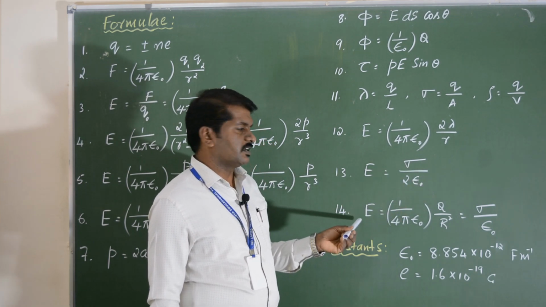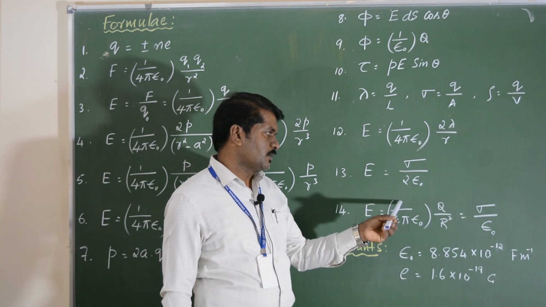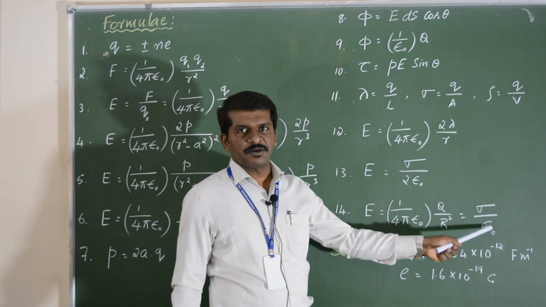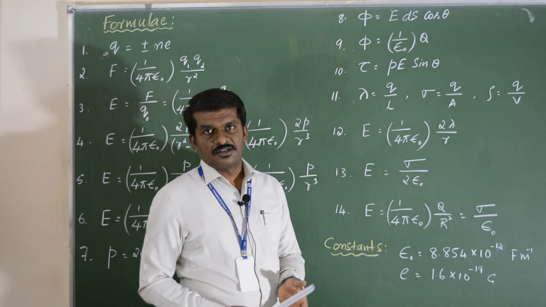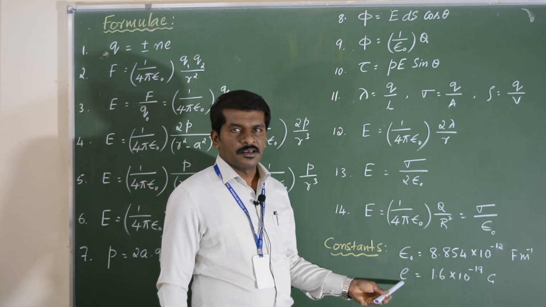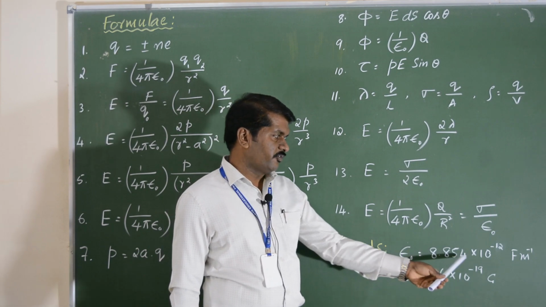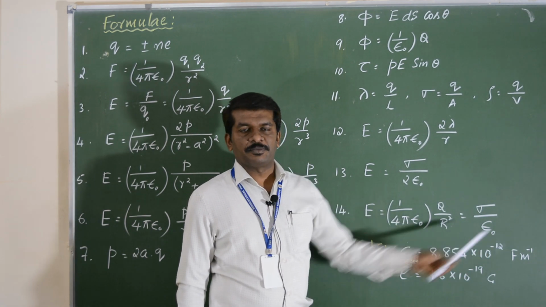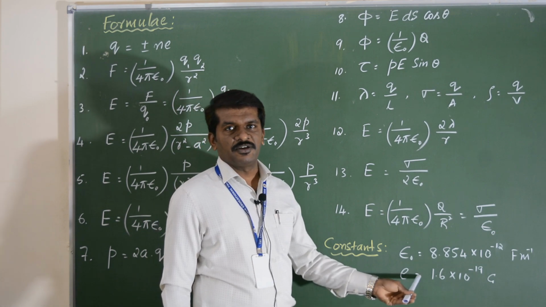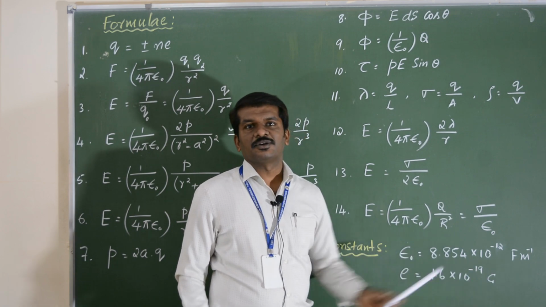And this is the expression for electric field intensity at a point due to a charged spherical conductor, that is E is equal to 1 by 4 pi epsilon naught q by r square. If we rearrange this one, we'll get sigma divided by epsilon naught. The most commonly used constants in this chapter are epsilon naught and e. Epsilon naught indicates the permittivity of free space, that is equal to 8.854 into 10 to the power of minus 12 farad per meter. And e is the charge of an electron, that is e is equal to 1.6 into 10 to the power of minus 19 coulomb.